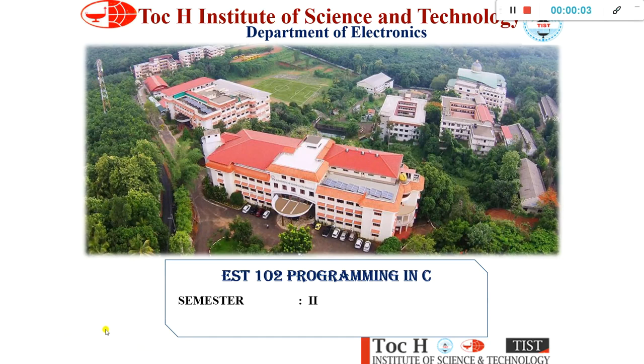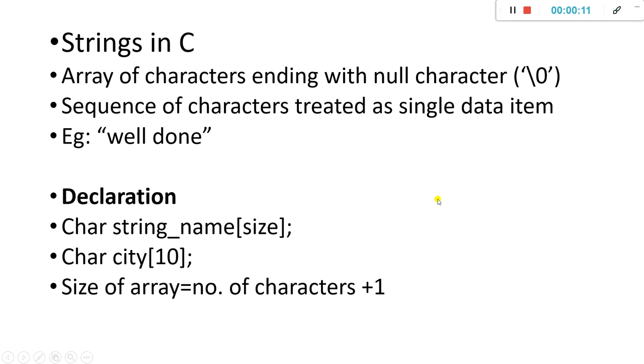Today I would like to talk to you about strings in C. So what is a string? It is nothing but an array of characters which is ending with a null character. So the last character of any string will be a null, which is equal to a \0, which is represented within single quotes. Or you can say it is nothing but a sequence of characters which is treated as a single data item. For example, well done is a string.